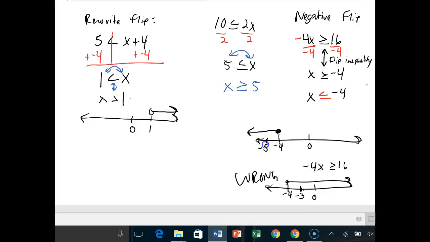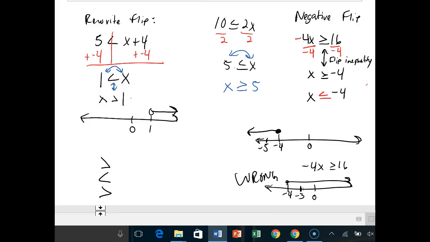Look here. If I plug in -5, right? -4 times -5 is a positive 20. Is 20 greater than or equal to 16? Yes. All right. So I know it's super tricky. It's going to be even trickier when you have to both rewrite flip and do a negative flip. It's like you're going to flip the sign this way, then back this way, and then it's going to end up exactly the same way.